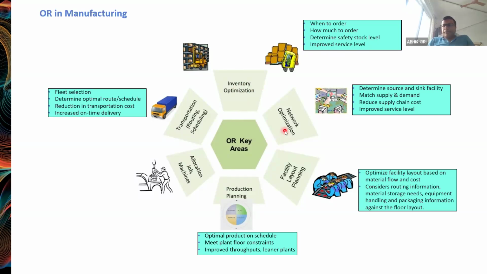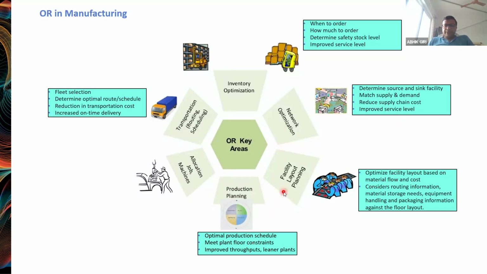So you might have some factories, let's say in different parts of India, and you have your customers in different parts of India. So how do you match your production and demand so that you are able to meet the demand in the promised lead time, by minimizing your supply chain cost, that is by minimizing your transportation cost, and improving your service level.